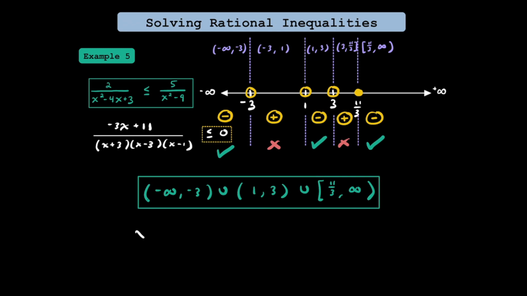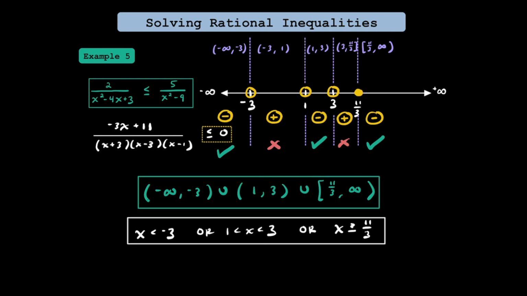As an inequality, we can say x is less than negative 3, or 1 is less than x, which is less than 3, or x is greater than or equal to 11/3. These are the intervals that make these rational inequalities true.